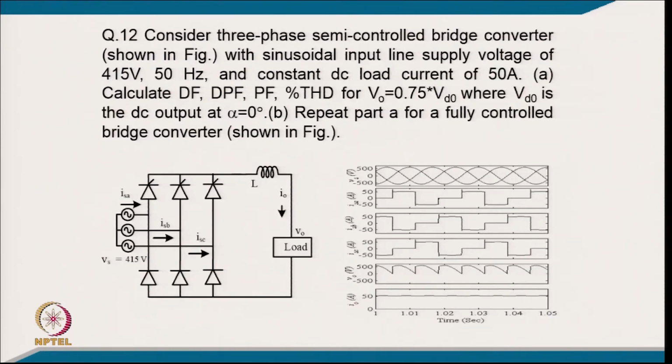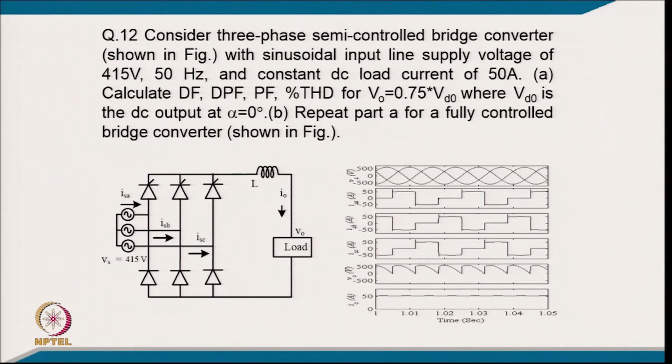Coming to example number 12, consider the 3-phase semi-controlled bridge converter shown in this, with sinusoidal input supply line voltage of 415 volt 50 hertz and constant DC current of 50 ampere here. Calculate the distortion factor, displacement factor, power factor, total harmonic distortion for V output equal to 0.75 VD0, where VD0 is the output voltage at alpha equal to 0. Repeat part A for a fully controlled converter.